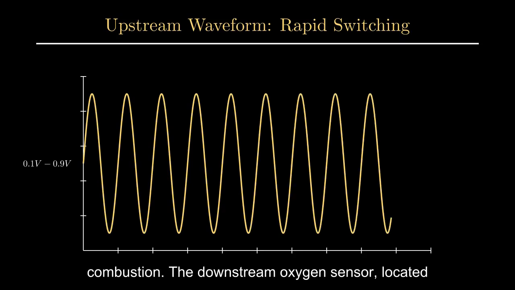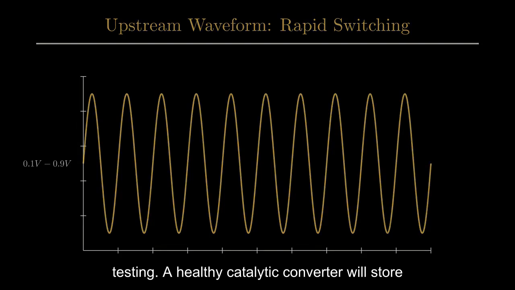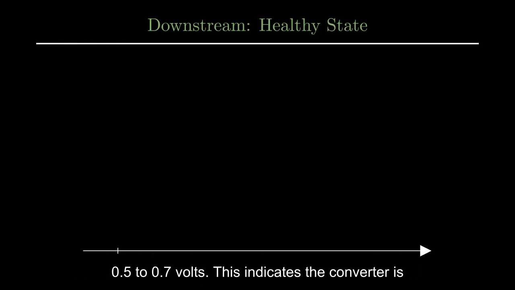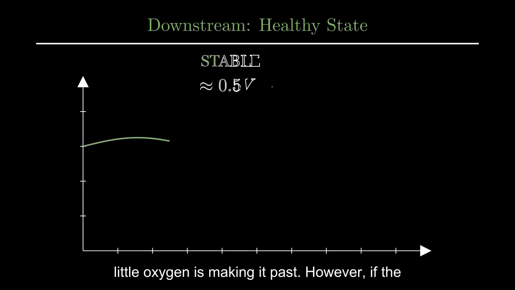The downstream oxygen sensor, located after the converter, is the key to efficiency testing. A healthy catalytic converter will store oxygen, causing the downstream O2 sensor waveform to appear relatively flat and stable, hovering around 0.5 to 0.7 volts. This indicates the converter is efficiently processing exhaust gases, and very little oxygen is making it past.